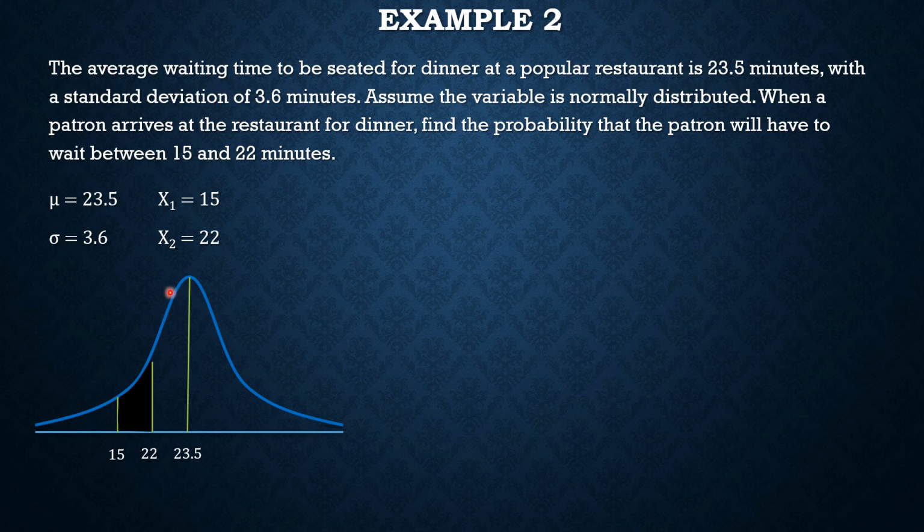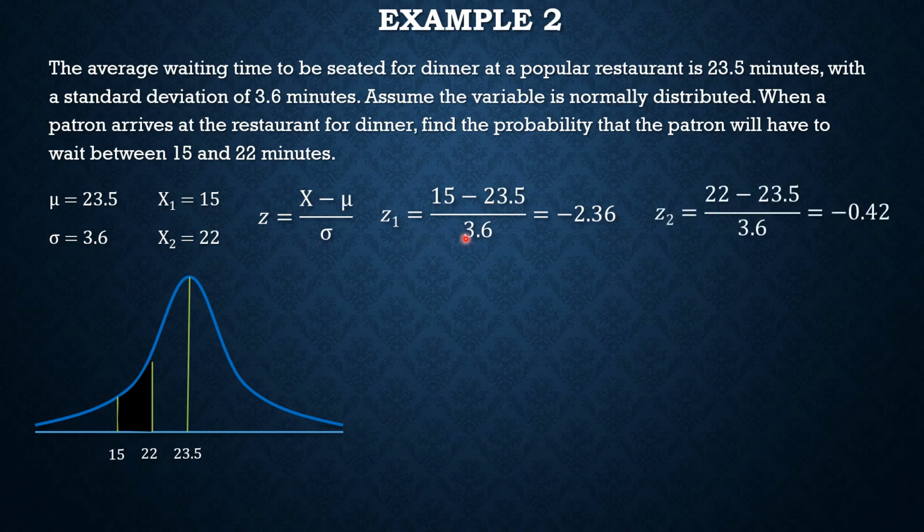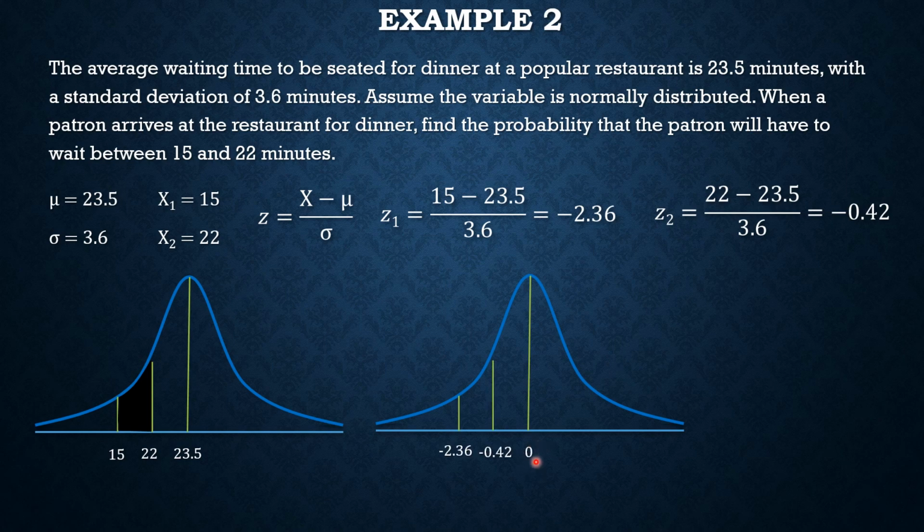The next thing is to convert the raw score into z-score using this formula. And now we have z sub 1, which is equal to negative 2.36. Take note, we have 15 minus 23.5 all over 3.6. We also have z sub 2, or yung ating second na z-score, negative 0.42. By sketching the standard normal distribution curve, we have the mean of 0, of course, nasa gitna. And then we have negative 0.42 and negative 2.36.